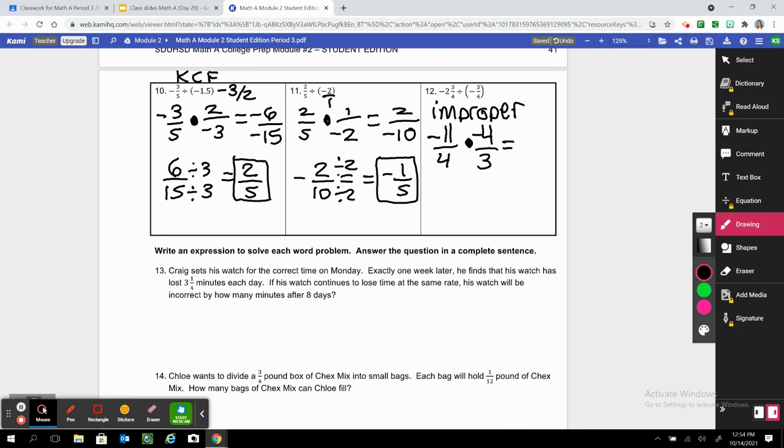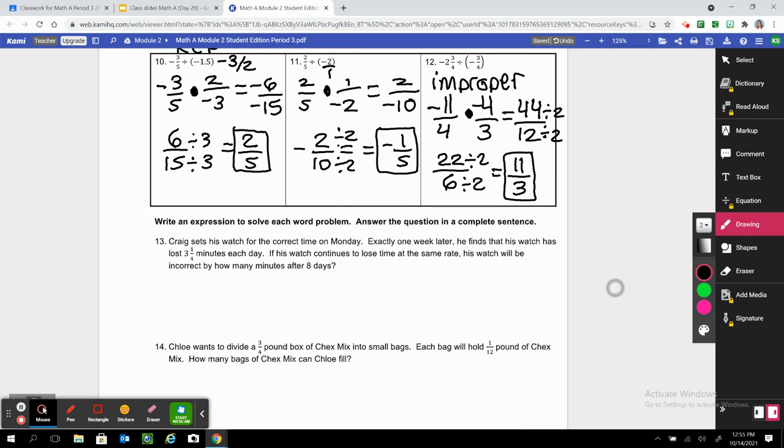So negative 11 times negative 4 is positive 44. 4 times 3 is 12. Now 44 over 12 is divisible by at least 2, so we can start with that. So 44 divided by 2 is 22, and 12 divided by 2 is 6. We can keep going again and divide by 2 again. So we could have divided by 4 altogether, and that simplifies to 11 over 3. I'm just going to leave it like that, or you could write 3 and 2/3.